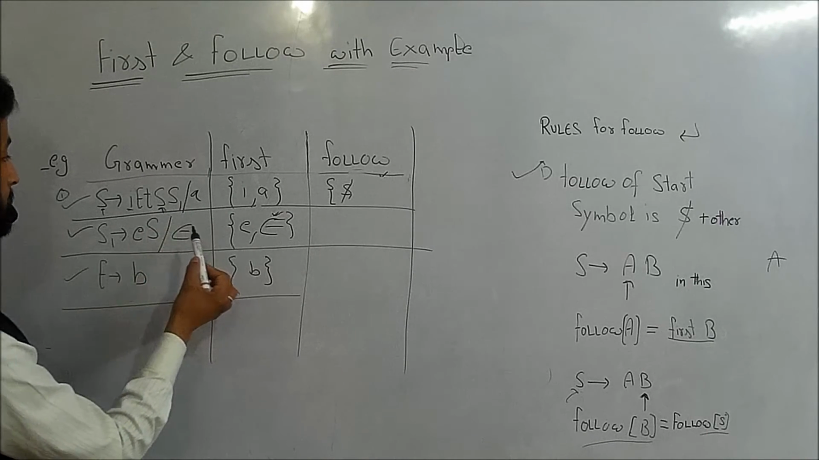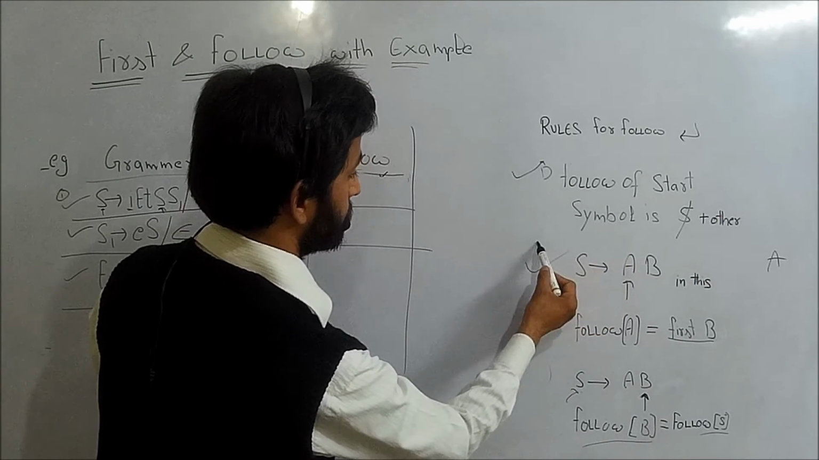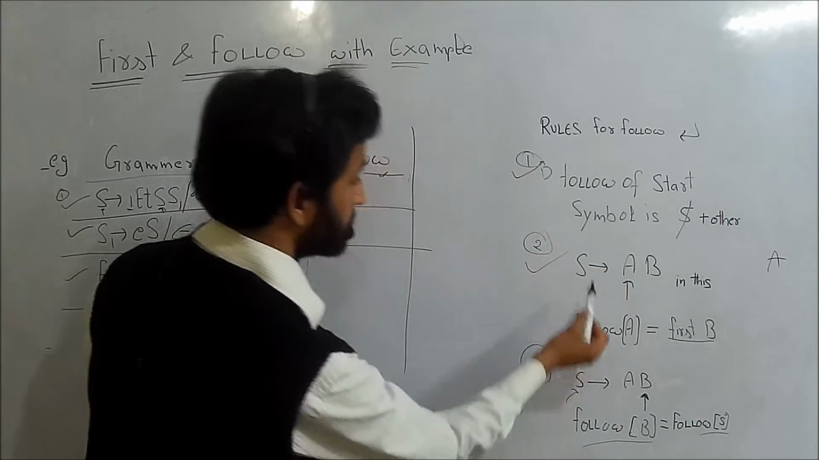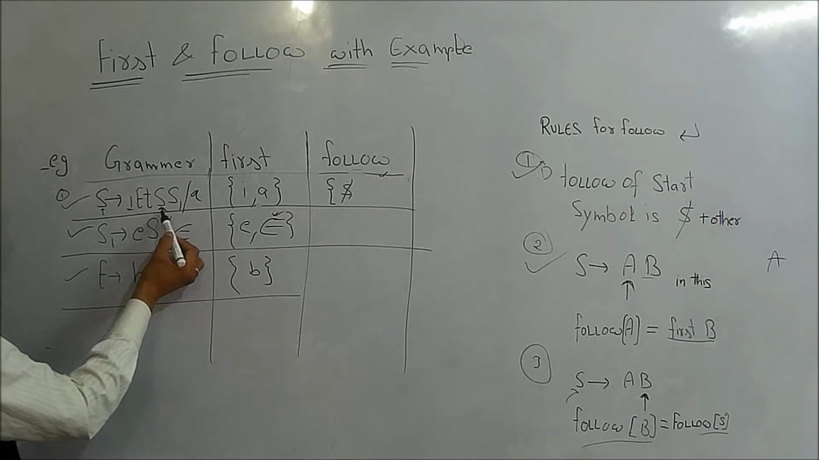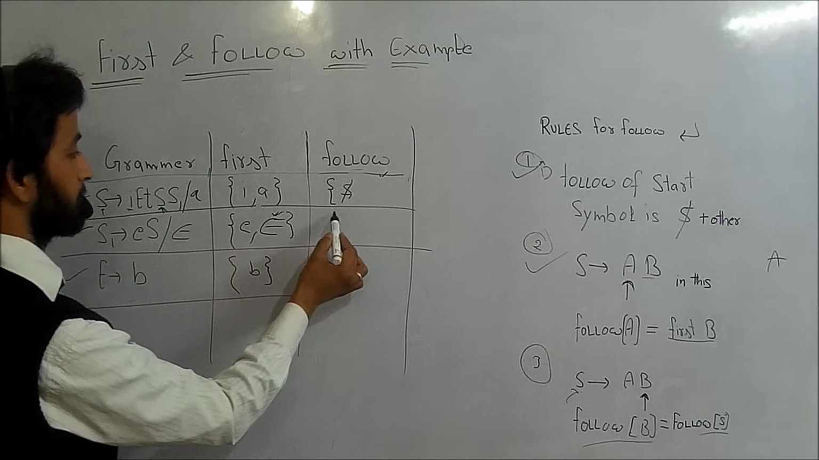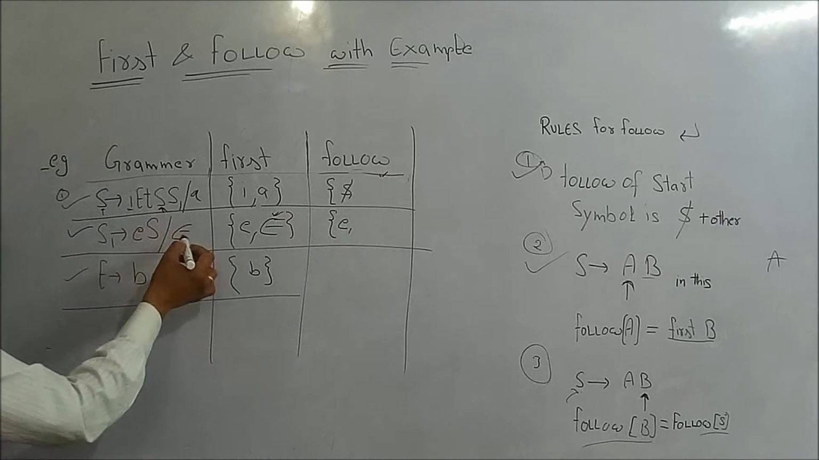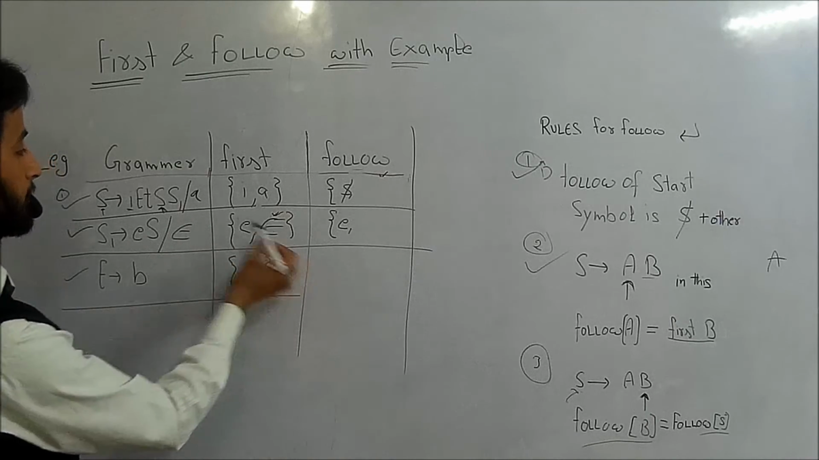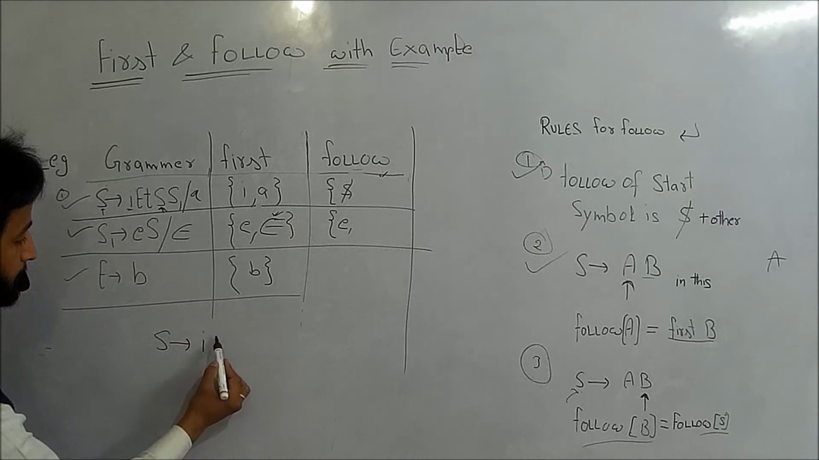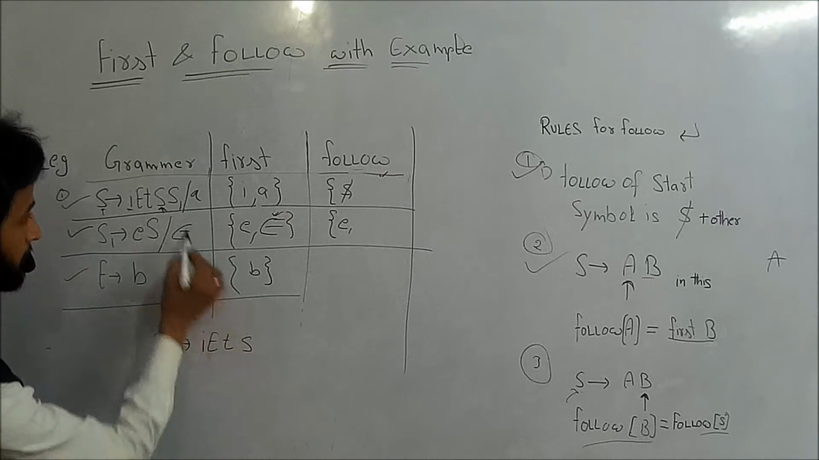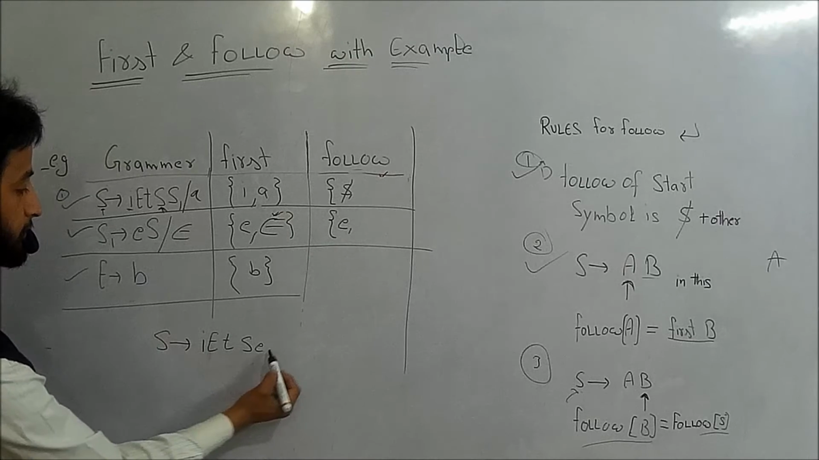So for calculating the follow of S, I will take this rule number 2, because the follow that I want to calculate occurs here, and after that we have something, the same is here. So follow of S will be the first of S1, and the first of S1 is e and epsilon. So when I put the value of S derives i E t S S1, and first I am putting the value of S1 is e, the follow of S I am getting is e.